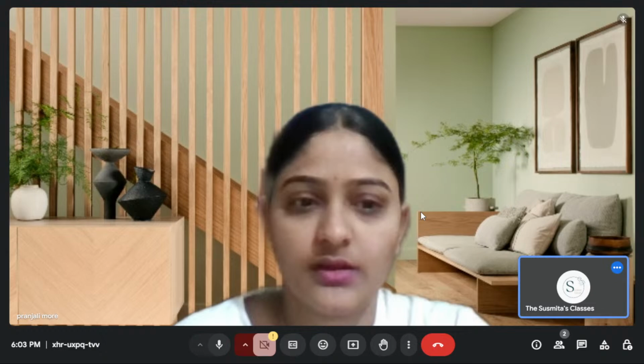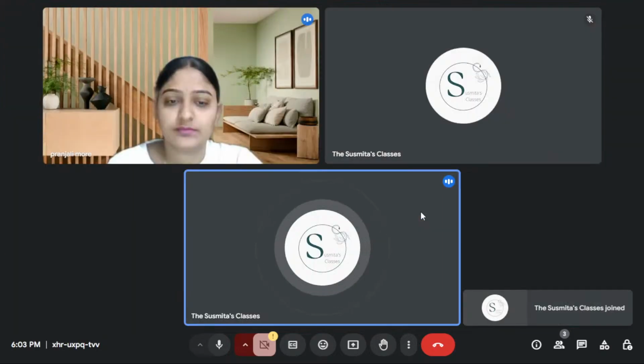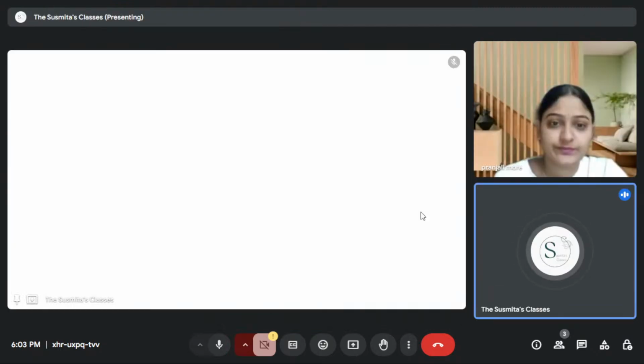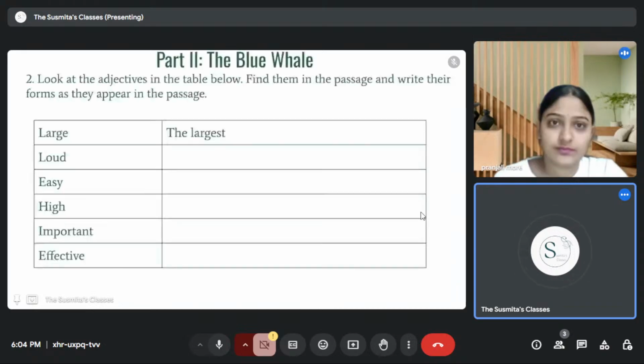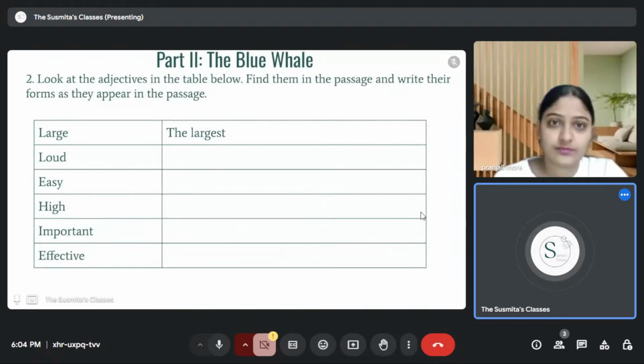Done? Okay. One second. Now over here, the next task that you have is you have to find out the adjectives which have been used in the article that you just read. Okay, you have to find the adjectives and you have to write the form in which they have been used. We have already gone through comparative degree and superlative degree before, if you remember. So if they are in comparative degree, you will write them down in comparative degree. If they are in superlative degree, you will write them down in superlative degree. Okay, try doing it.